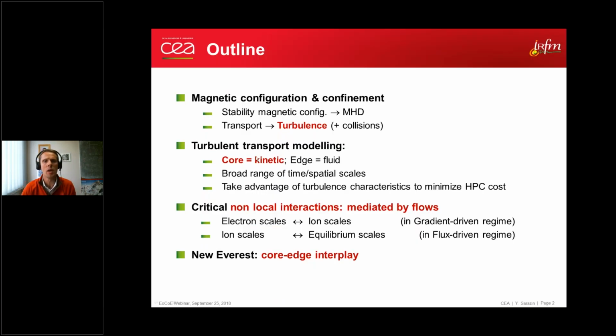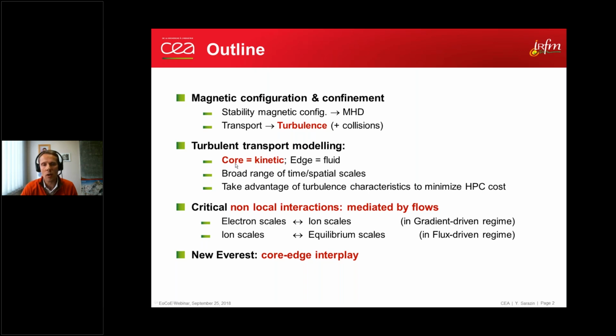So the outline is the following. I will briefly review some basics regarding magnetic configuration and confinement in tokamak plasmas, mainly focusing on the issue regarding transport and mostly on turbulent transport, because you will see that it's the dominant contributor to the transport in tokamak plasmas. Then I will detail a little bit more what is this turbulent transport and what are the issues regarding modeling.